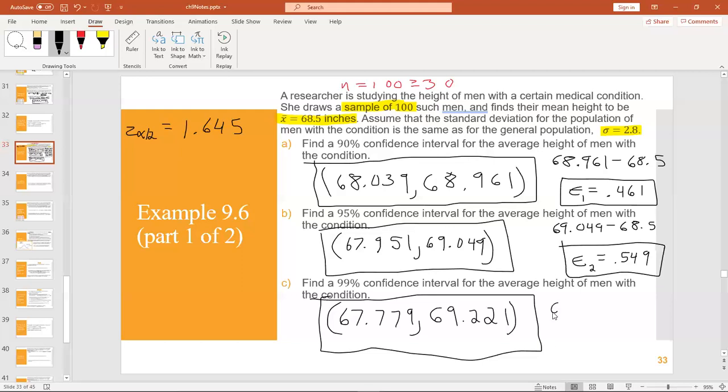And then for this one, we're going to do 69.221 minus 68.5. That is 0.721. That's the margin of error for this one.